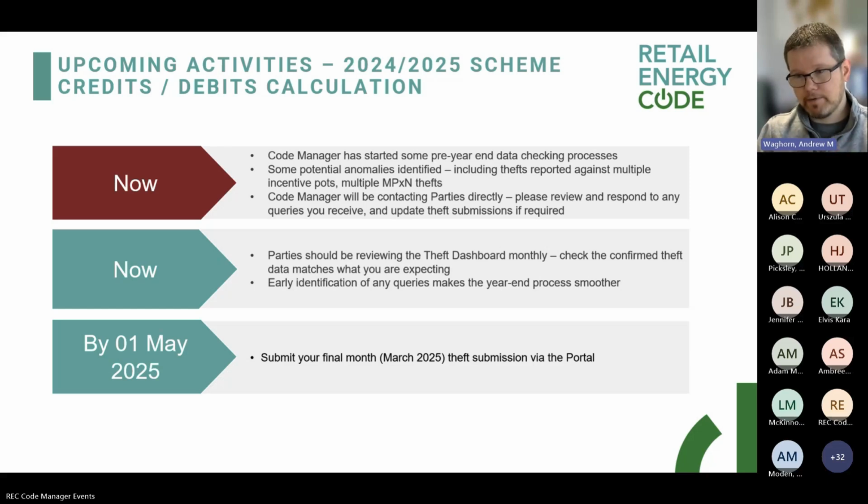And obviously, I know a number of parties do, because we get tickets every month about that sort of stuff. The 1st of May is the point at which you should be submitting your final set of theft data for the reporting year, in terms of its primary submission. So that's the March data submission window, which is obviously the last month of the year. So please make sure you do that.